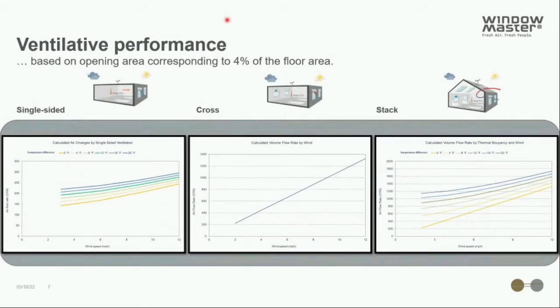With this slide, I would like to illustrate the impact of using the different ventilation strategies. As you can see here, we have 3 examples with single-sided, cross and stack ventilation, and they are all based on this 4% of the floor area requirement of the opening area. And as we can see, there is a big difference: the ventilation performance for a single-sided ventilated space is much smaller than the ventilation performance of the 2 other ventilation principles. Therefore, you can argue that it doesn't really make sense to have 4% as a fixed rule for all cases.